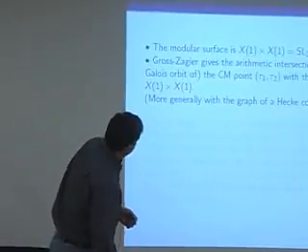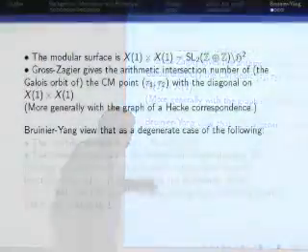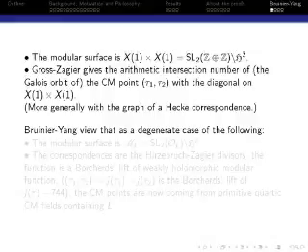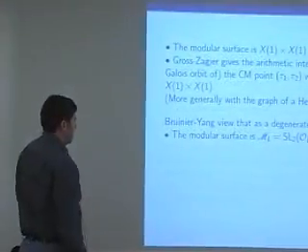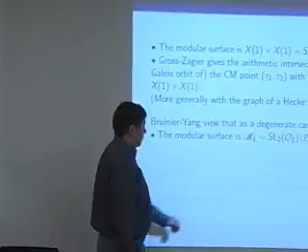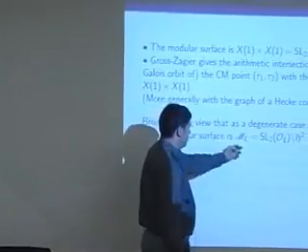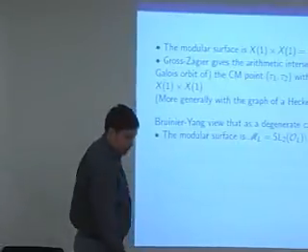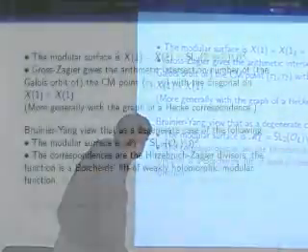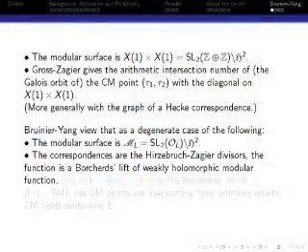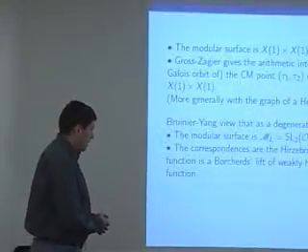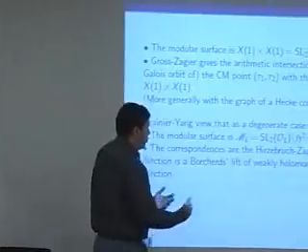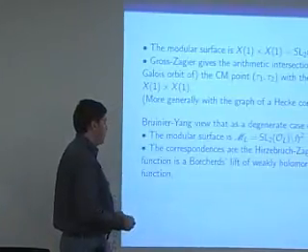And from this perspective, Bruinier and Yang viewed this situation of Gross and Zagier as a degenerate case of the following case: you take a totally real field, you look at this Hilbert modular surface that we discussed before. The Hecke correspondences are now replaced by the Hirzebruch-Zagier divisors we mentioned before. And the good functions are Borcherds lifts, as I've mentioned.